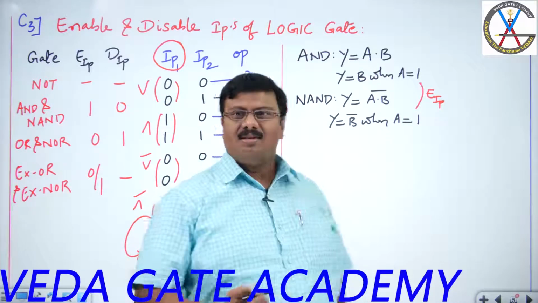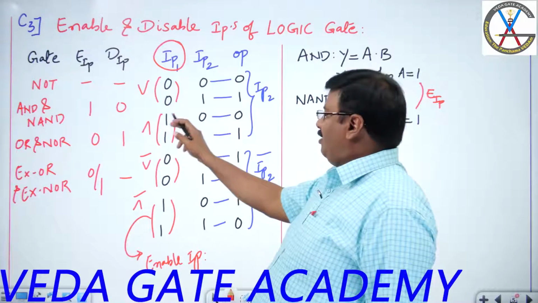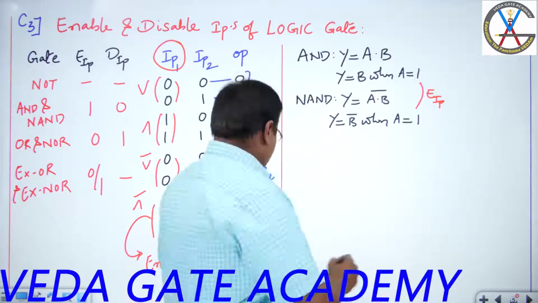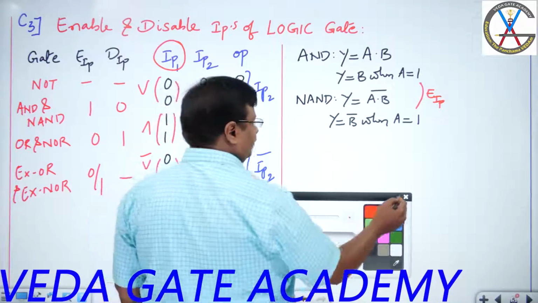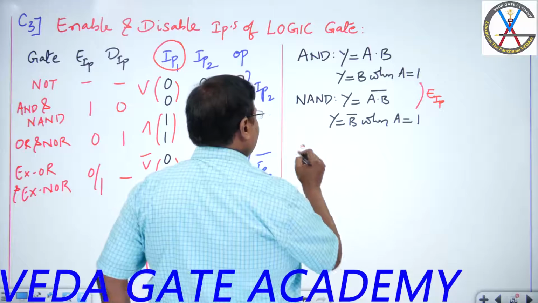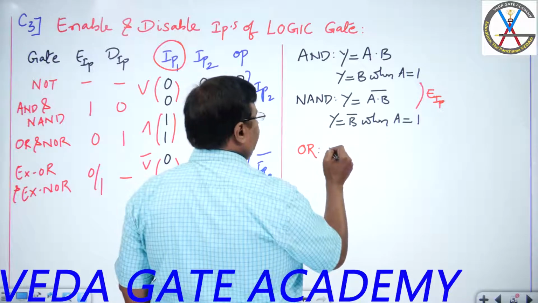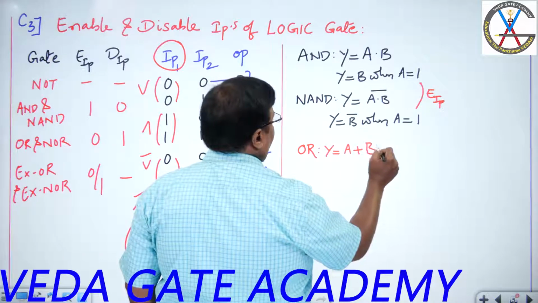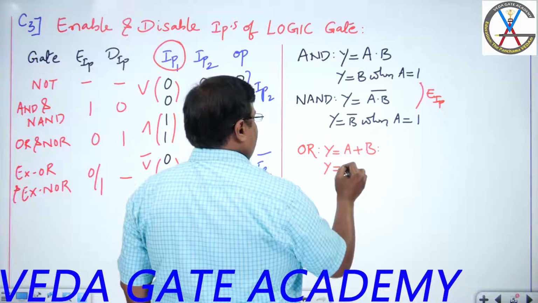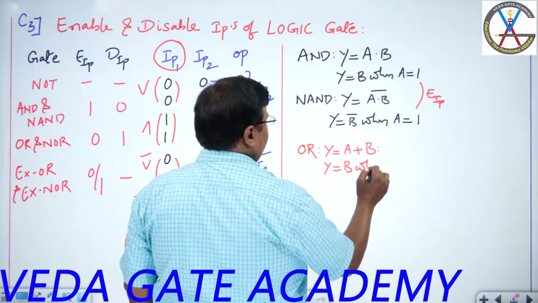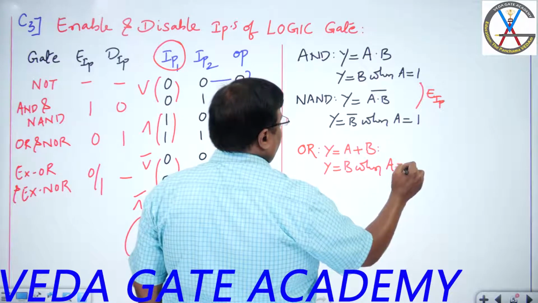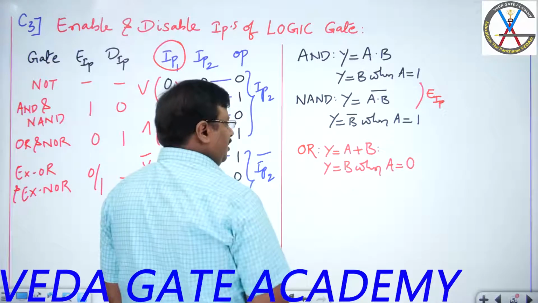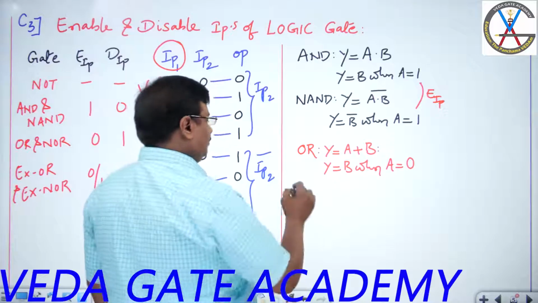In which of the cases? AND and NAND, 1. 1 is enable input. Similarly, let me take OR and NOR. OR expression, Y is equal to A plus B. Can I say Y is equal to B when A is equal to 0? Yes, 0 plus B is B. So 0 on A making B come to the output.